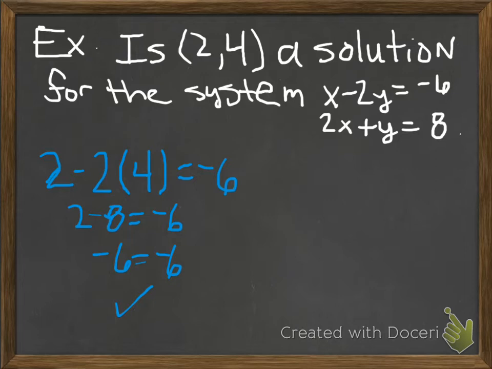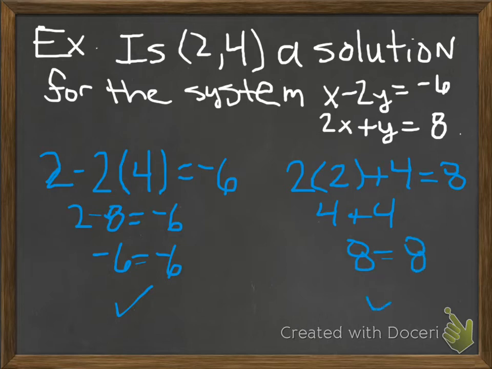Then if I plug it into the other one, I've got 2 times 2 plus 4. Does that equal 8? Well, 2 times 2 is 4, and 4 plus 4 is 8, which is equal to 8. So yes, that one's true for that point. Since that is true for both lines, this point is a solution for the system. That is the intersection point for those two lines.